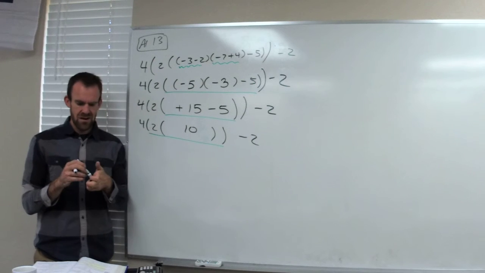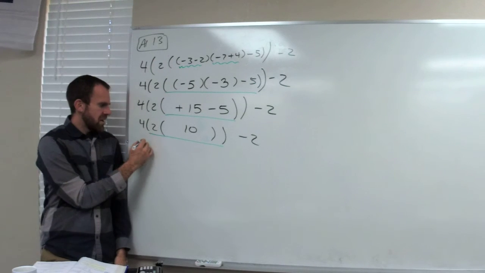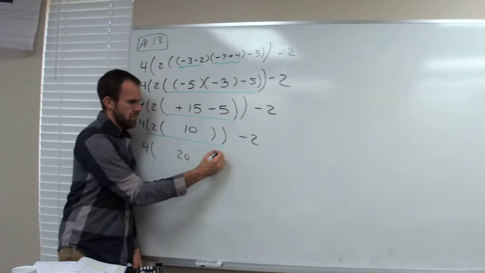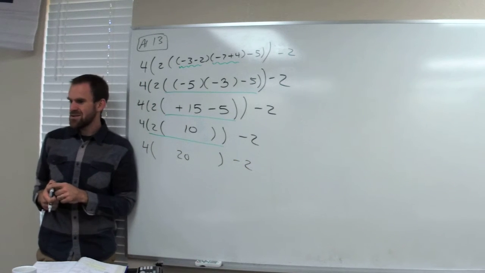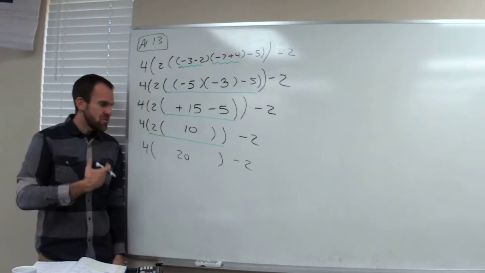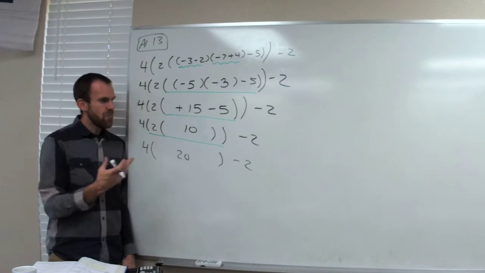Here, I have 2 times 10, which is 20. I'm going to keep everything outside the same. Only one person in this room knew 2 times 10. Let's try that again. 2 times 10 is? 20. Okay, now, I've worked my way out.